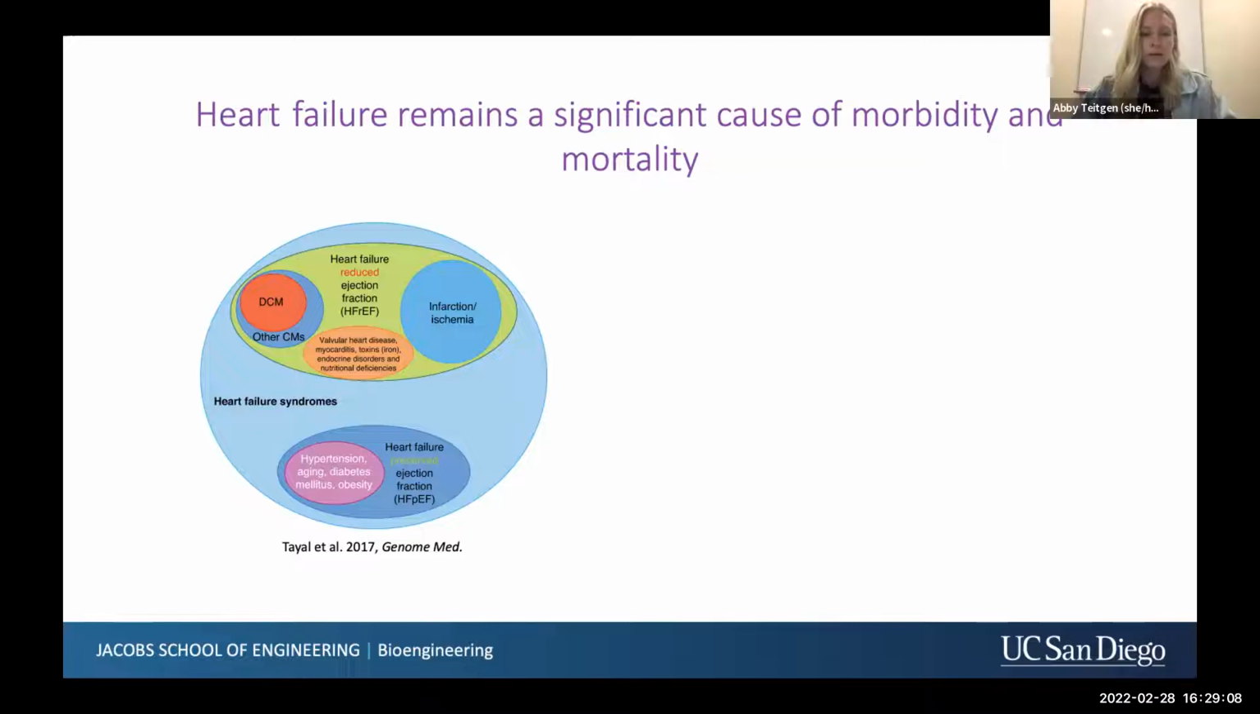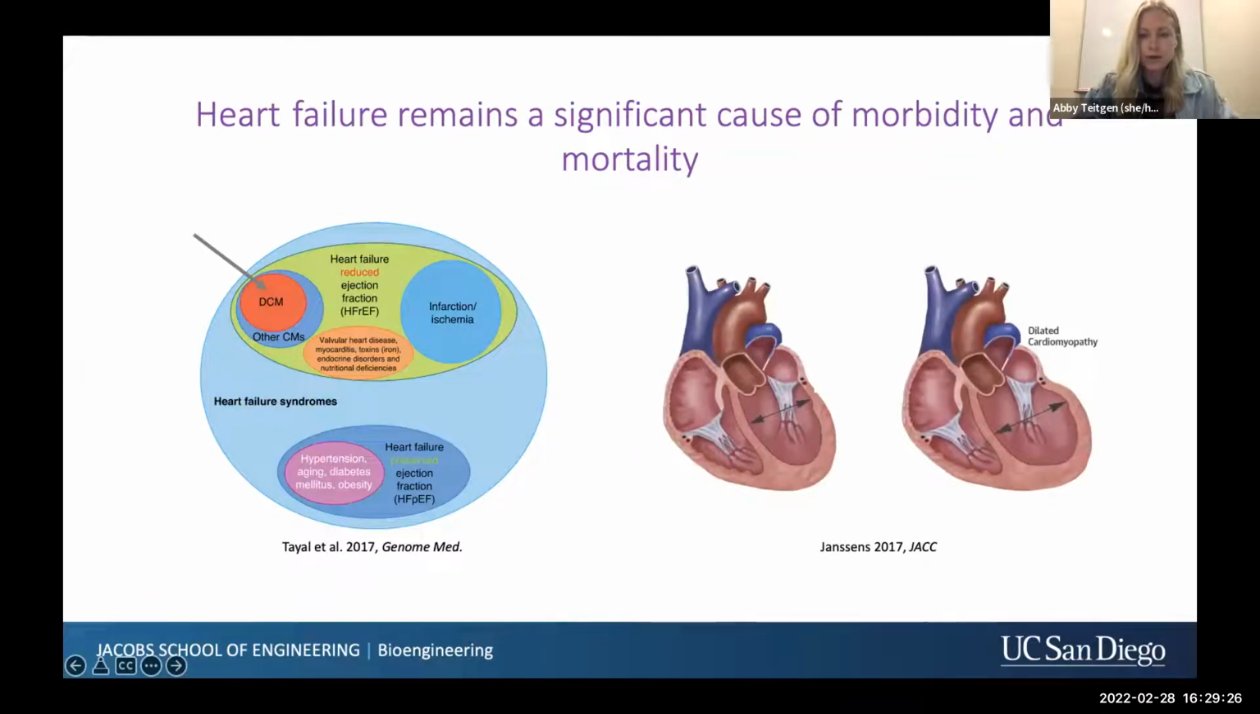We can also think about heart failure in terms of the different things that can cause it. For example, myocardial infarction is a major cause of heart failure, and there can also be other genetic and environmental causes as well. I specifically am interested in dilated cardiomyopathy. This involves a dilation of the ventricles and a thinning of the walls, and the heart is no longer able to pump enough blood to meet the demands of the body. And in general with heart failure, we also see energetic impairment. The heart is generally in a state of energy starvation where the mitochondria are not able to produce enough ATP.